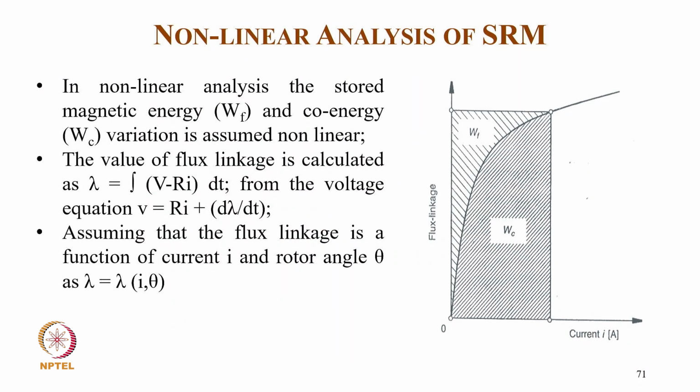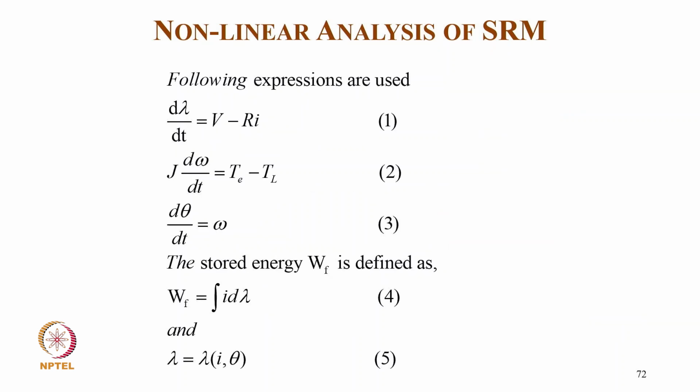Now coming to nonlinear analysis of SRM, you can see the flux linkage and current characteristic is nonlinear here. So in a nonlinear analysis, the stored magnetic energy and co-energy variation is assumed nonlinear, and the value of flux linkage is calculated as lambda equal to the integral of v minus r i into dt, from the voltage equation v equal to r i plus d lambda upon dt. So assuming that the flux linkage is a function of current and rotor position, that is lambda equal to lambda function of i, theta.